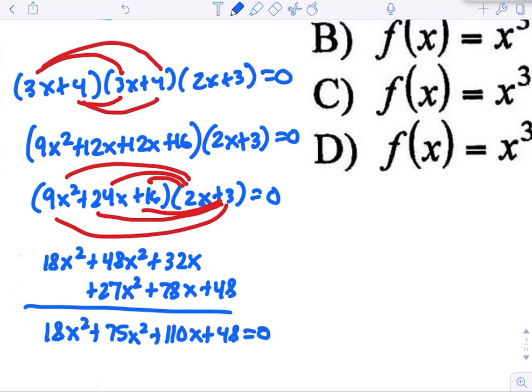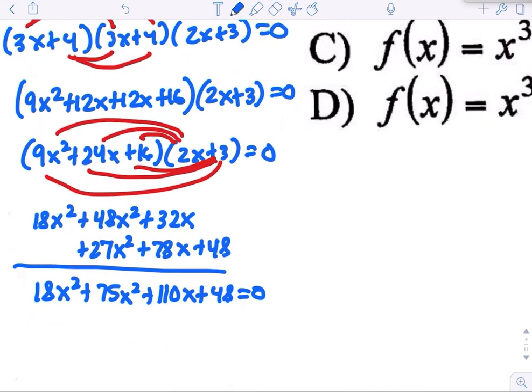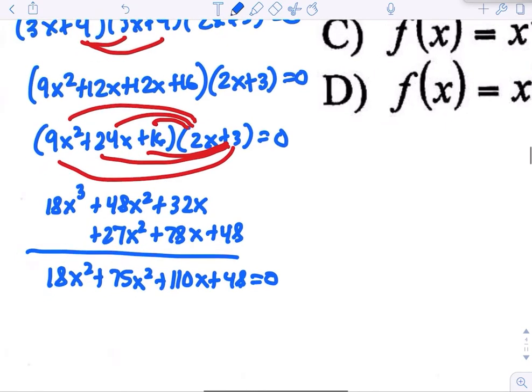3x times 3x, 9x squared. 3x times 4, that looks good. Okay, that looks good, so where did I go wrong here? 2x times 9x squared. Oh, first of all, I think I'm just going too fast. 2x times 9x cubed. 24, 32x good. 27. Oh, there we go. That should be 3 times 24 should be 72. There we go.